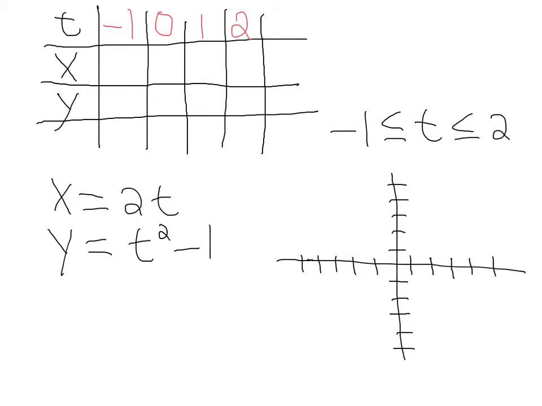So in this example, t must be less than or equal to 2 and greater than or equal to -1. So I chose -1, 0, 1, and 2. The equations in this example are x equals 2t and y equals t squared minus 1.